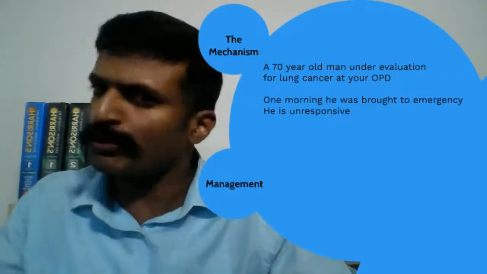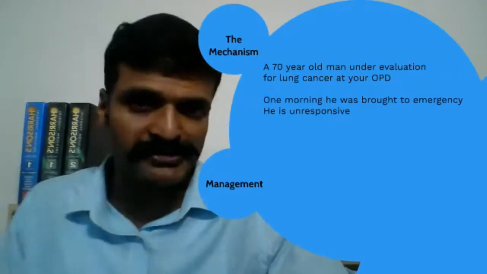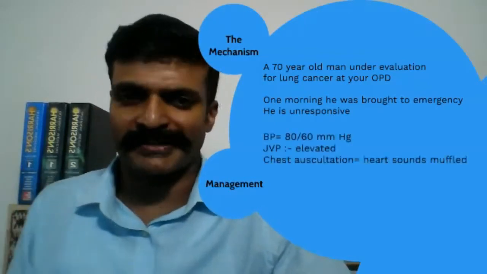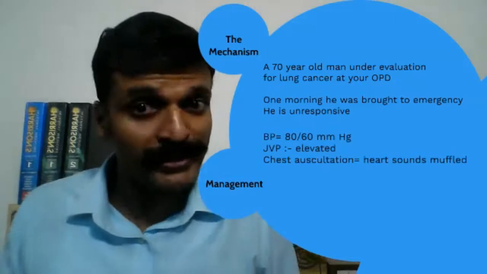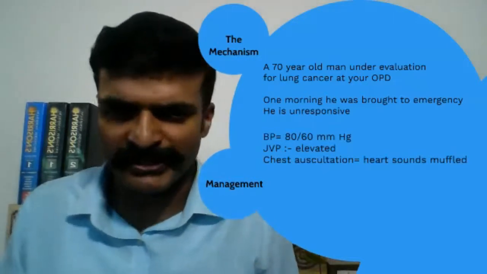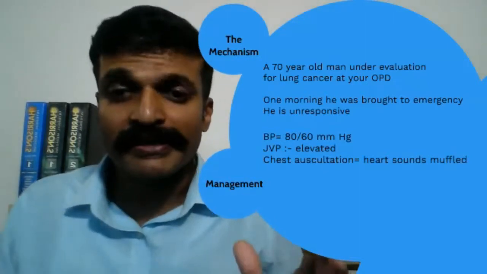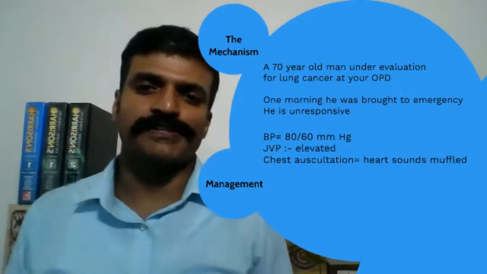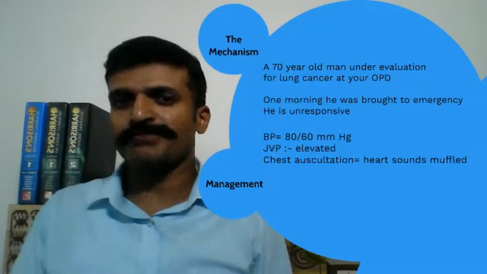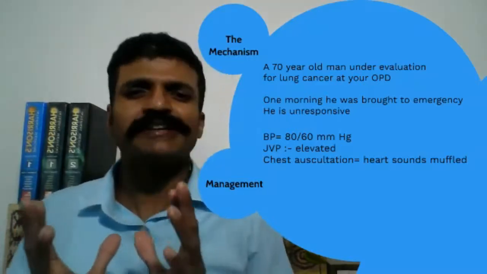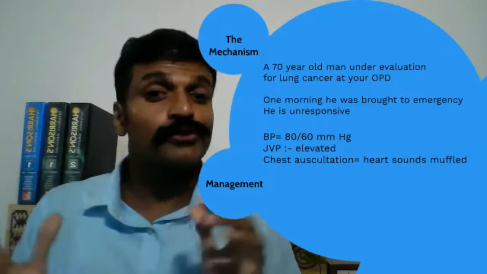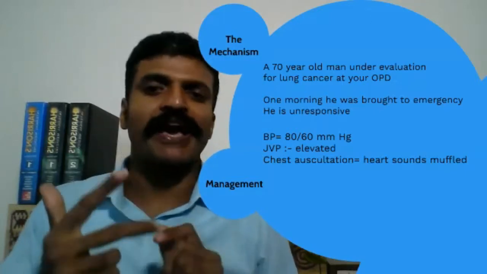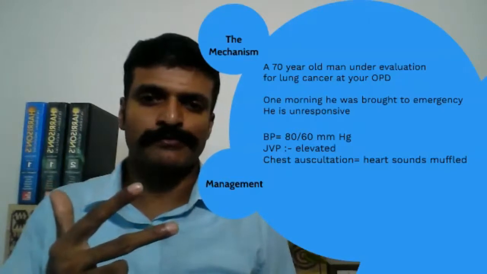The first thing that you do is look for the vitals and you notice a very classical finding. You notice a triad. He is hypotensive. His blood pressure, as you can see, is 80/60. His JVP is elevated. And on auscultation of the chest, heart sounds, your S1 and S2, are not very clear. They are muffled. So you have a classical triad here of hypotension, elevated JVP, and muffled heart sounds.